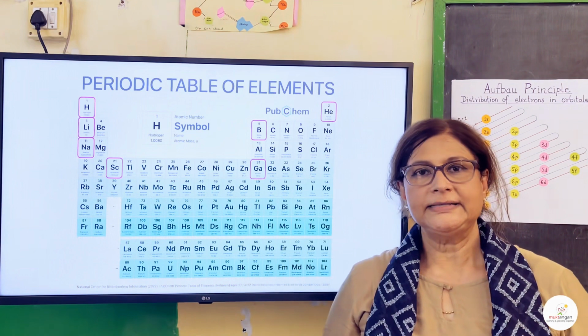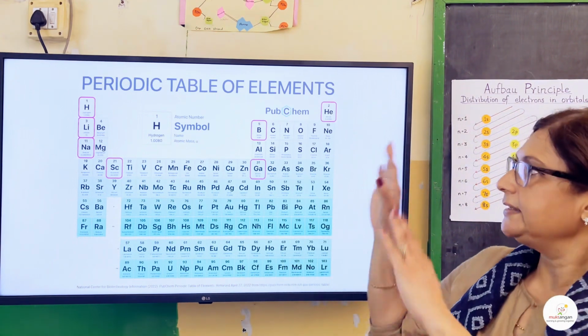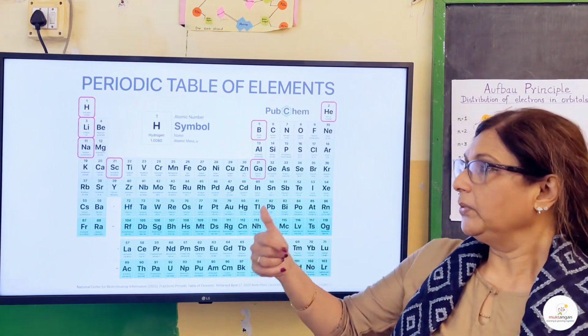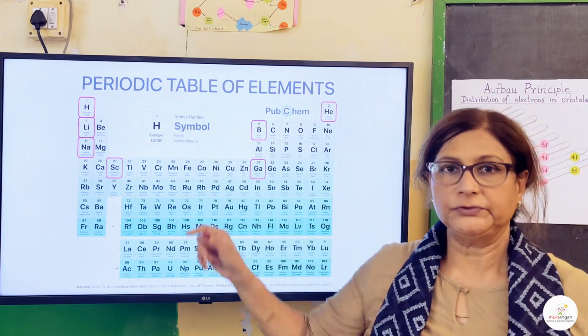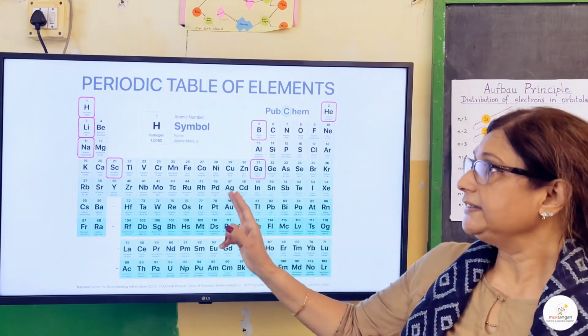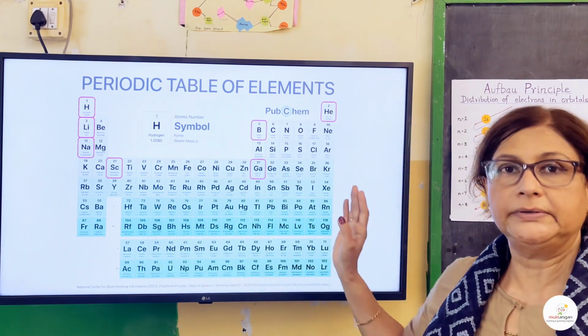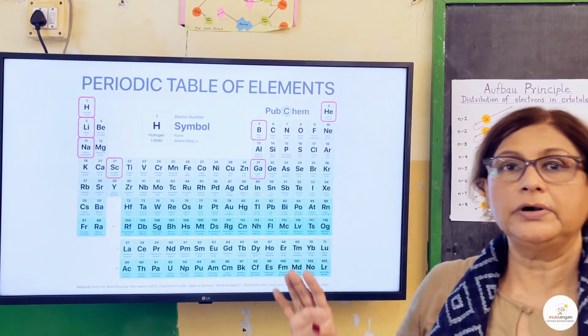Let's summarize today's session. What we have learned today is that the periodic table gives us a lot of information. Number 1, it is divided into 7 periods from top to bottom. It is divided into 18 groups from left to right. Now the whole table is divided into 4 blocks.